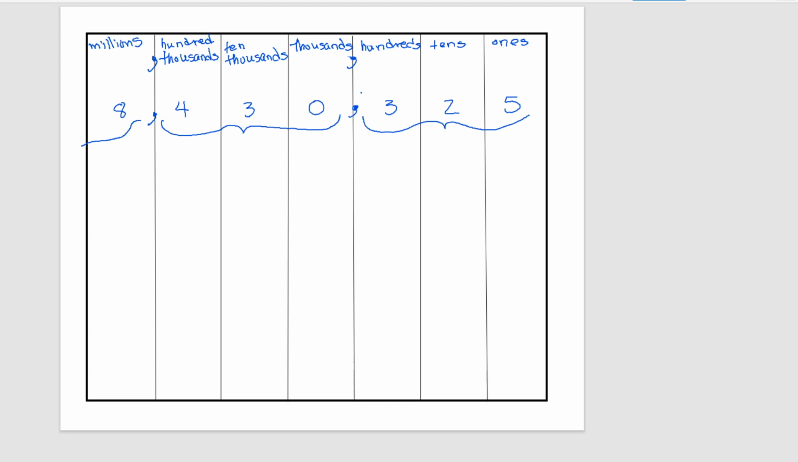So within this number, we have 430,000. That's how many thousands we have. So we read whatever is in here all together. Then we indicate the end of the 3-digit pattern with a comma before we move on to the next number. Okay, let's erase this, but keep our headings.